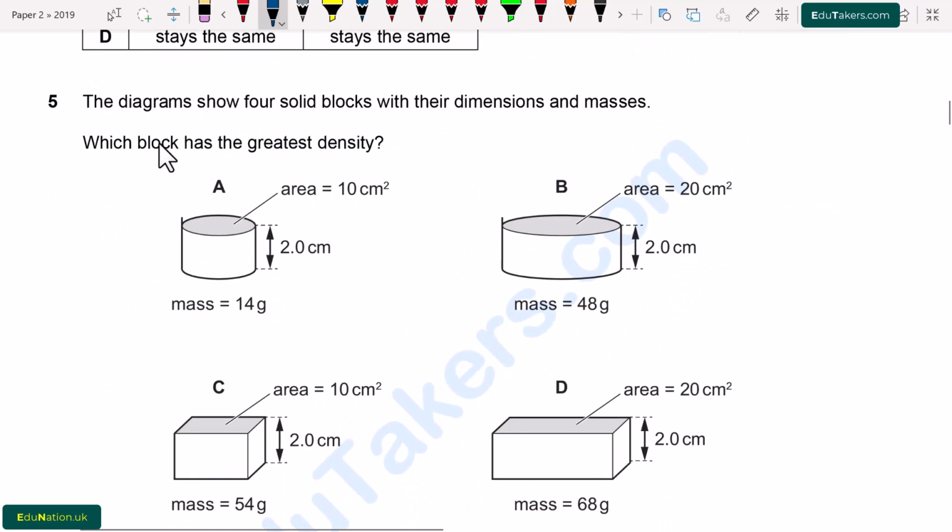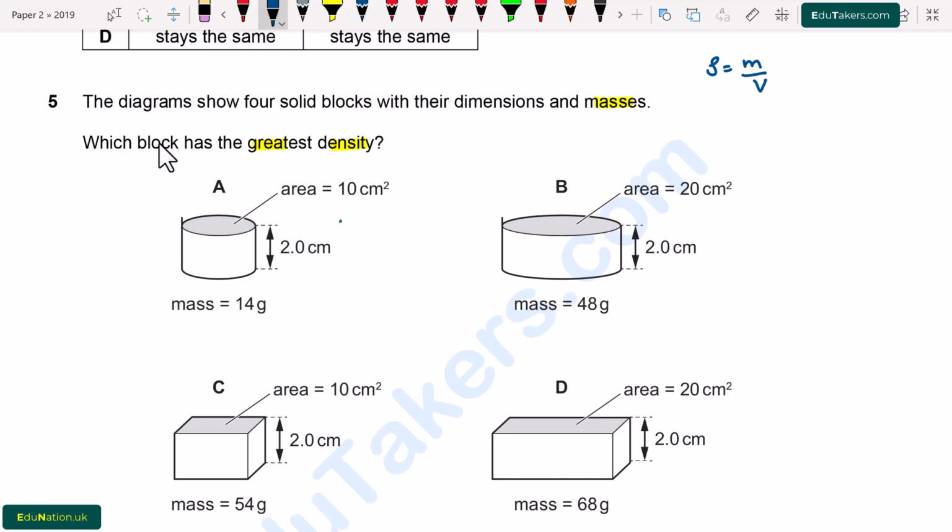Question number 5. The diagram shows 4 solid blocks with their dimensions and masses. Which block has the greatest density? So which one of the following blocks has the greatest density? We know that density is equal to mass over volume. So we find out the density for each of these blocks and see which one of the following has the largest.